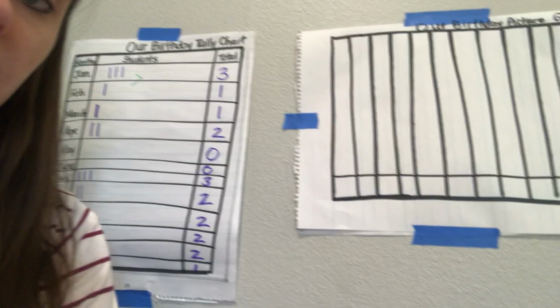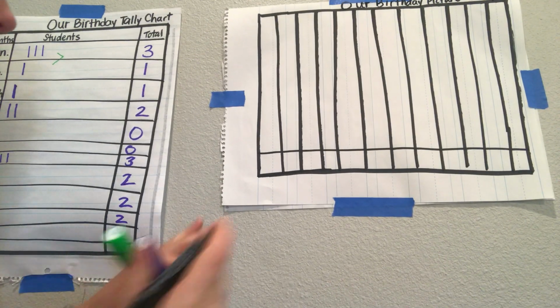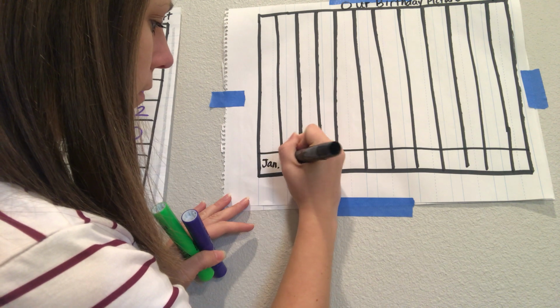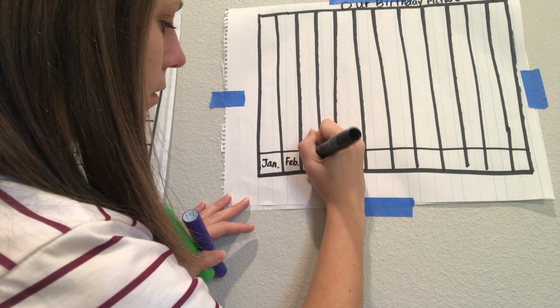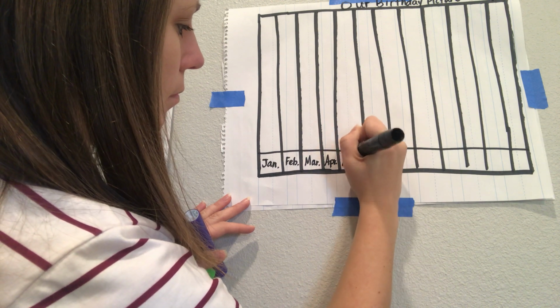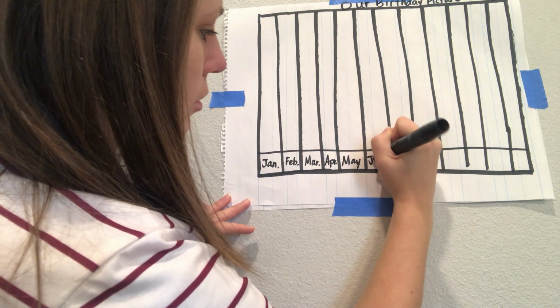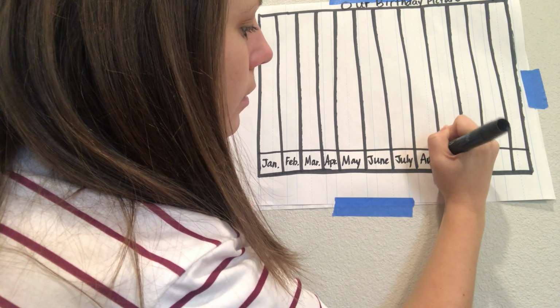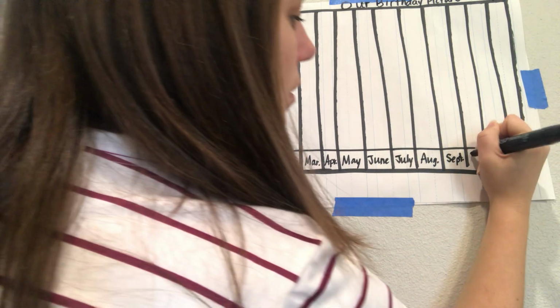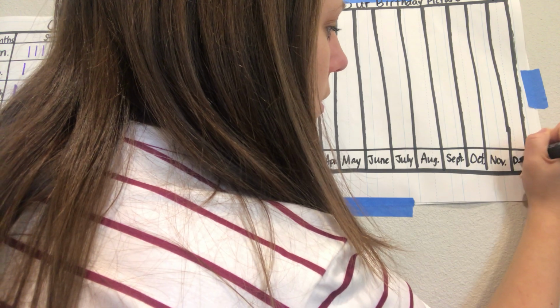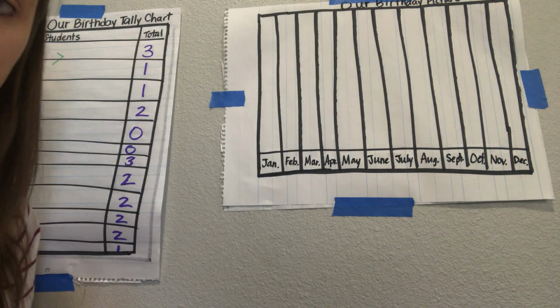So again, there's not going to be room for me to write the whole name of the month, so I'm going to abbreviate. January, February, March, April, May, June, July, August, September, October, November, December. All right, so we have them all.